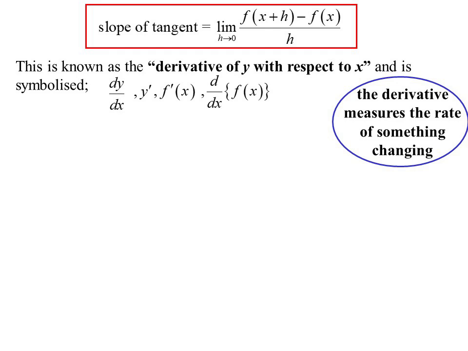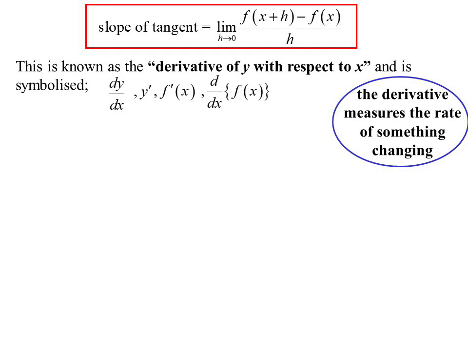But the derivative measures the rate of change. That's what a derivative is. Now we're talking about curve sketching, how the y value changes with respect to x, but we then can use it for other ideas, and it's really useful for things like motion.